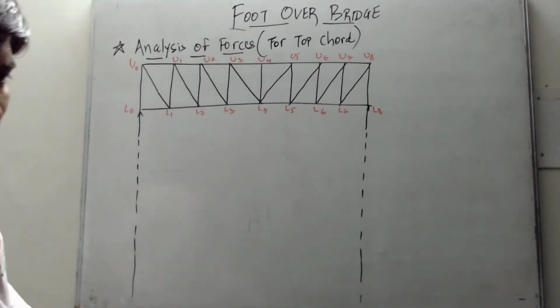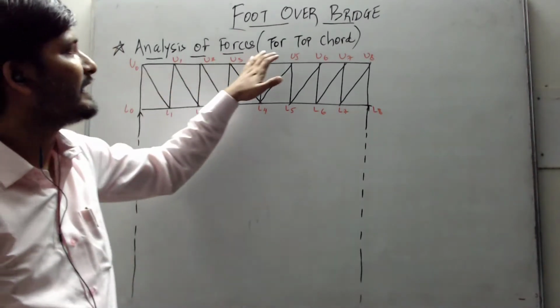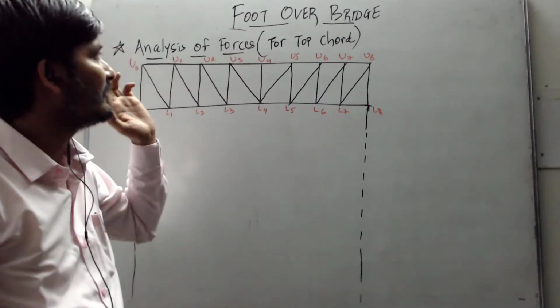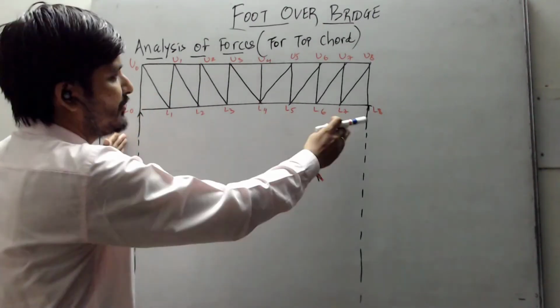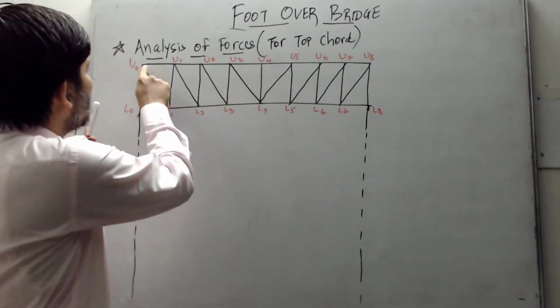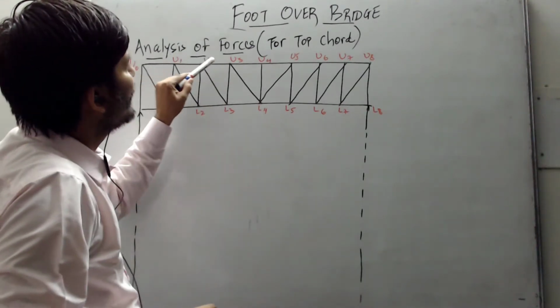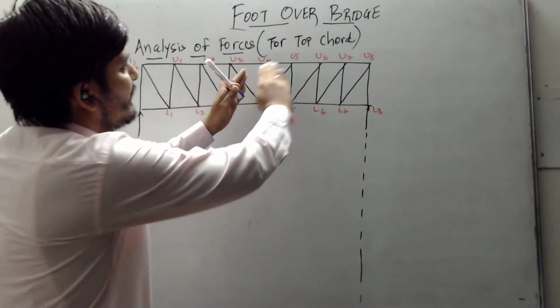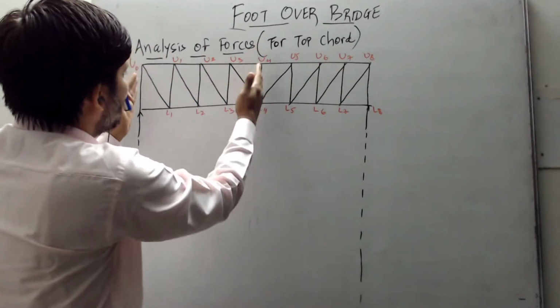So in this session we are going to see the analysis of forces in top chord members. Analysis of forces for top chord members. This is an N-type truss supported on both the sides. The top chord members, that is U0 U1, U1 U2, U2 U3, U3 U4, and the others are symmetric. So we are going to calculate the forces in the top chord members that are there at the top.